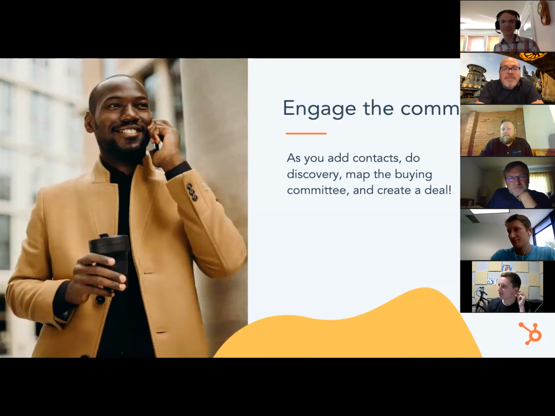Cool. So now let's talk about engaging the committee, right? You've started making contact with these people. You're attracting the right people from the right company. You're starting to get this picture of what the buying committee looks like, the actual people in the actual roles at your target accounts.